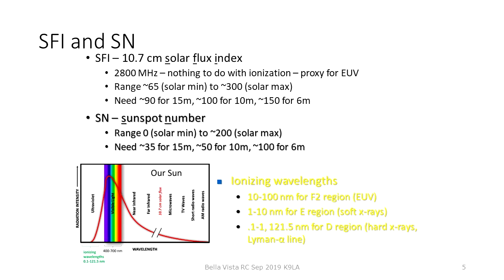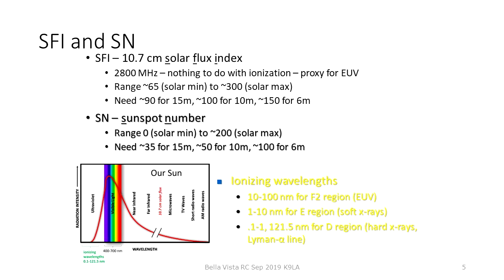Now, we mentioned that 10.7 centimeter solar flux has nothing to do with ionization. So the bottom left is a picture of the sun's radiation at various wavelengths. You can see where visible light is, and that's the most intense radiation that the sun puts out. And of course, that's why our eyeballs work so well with visible light.